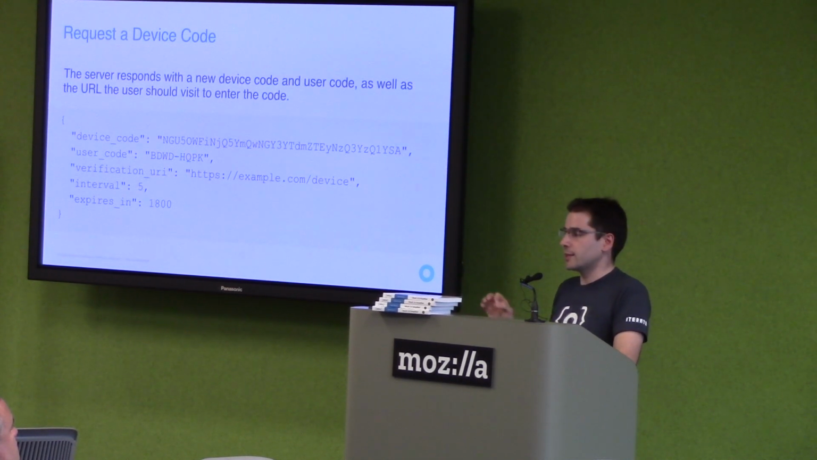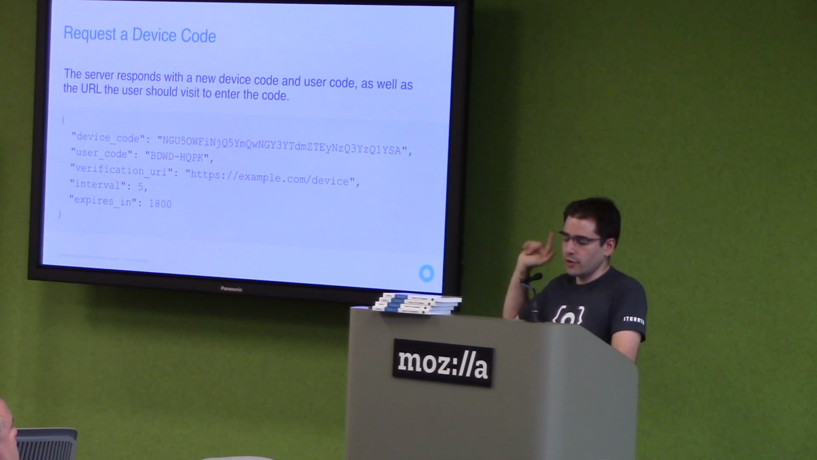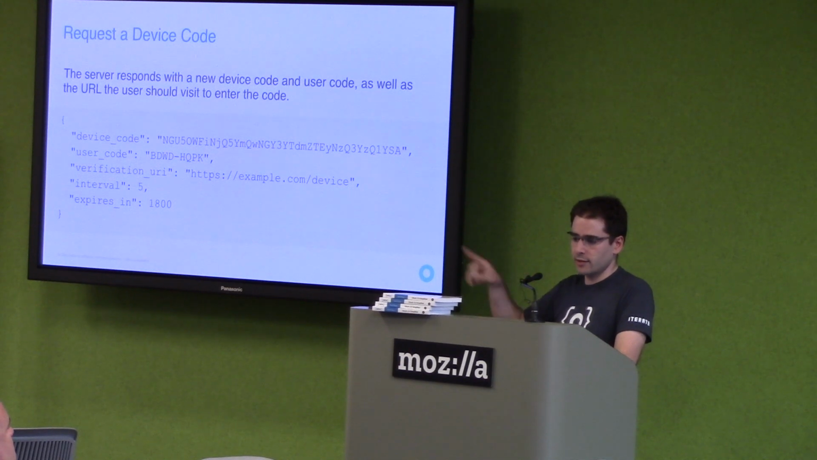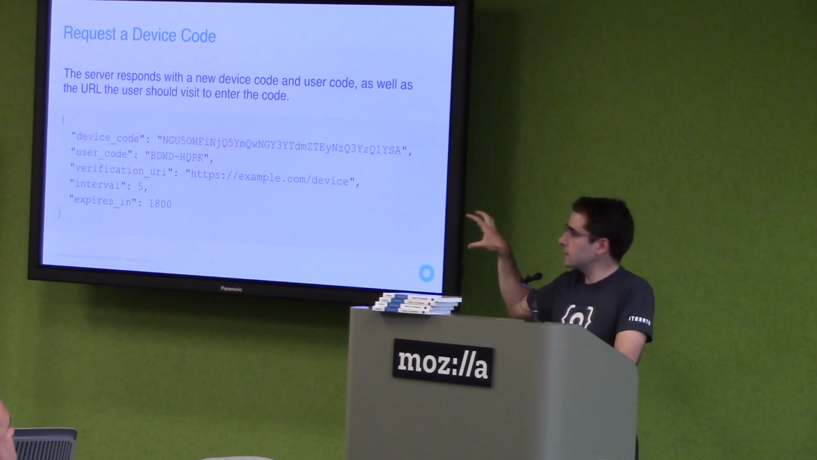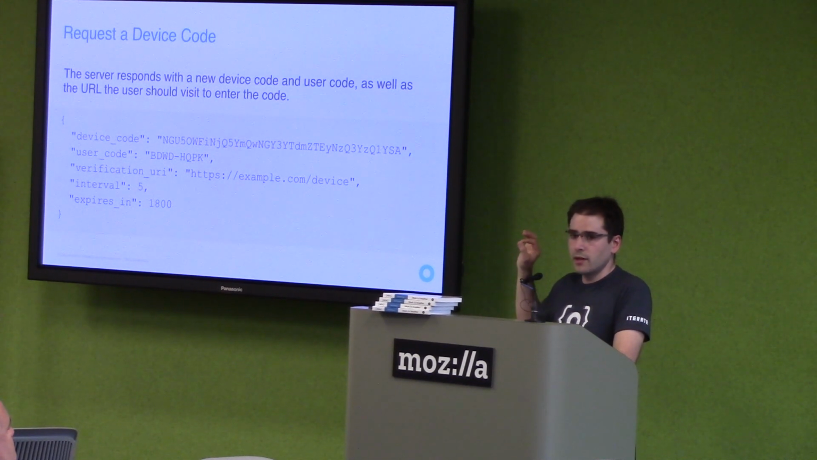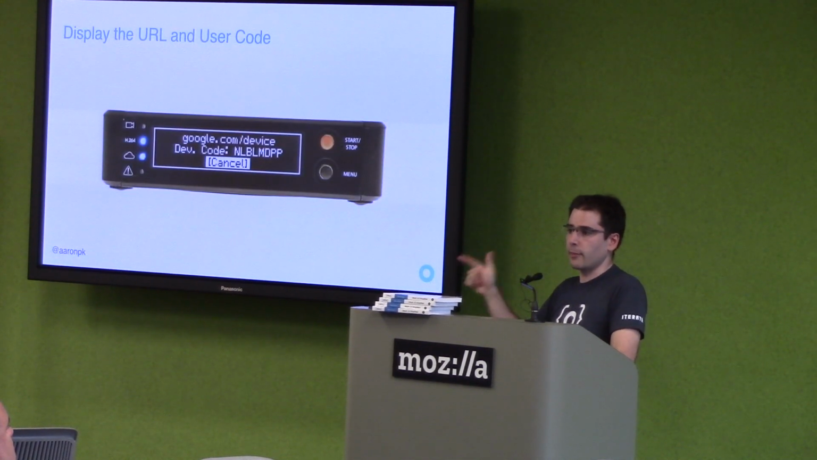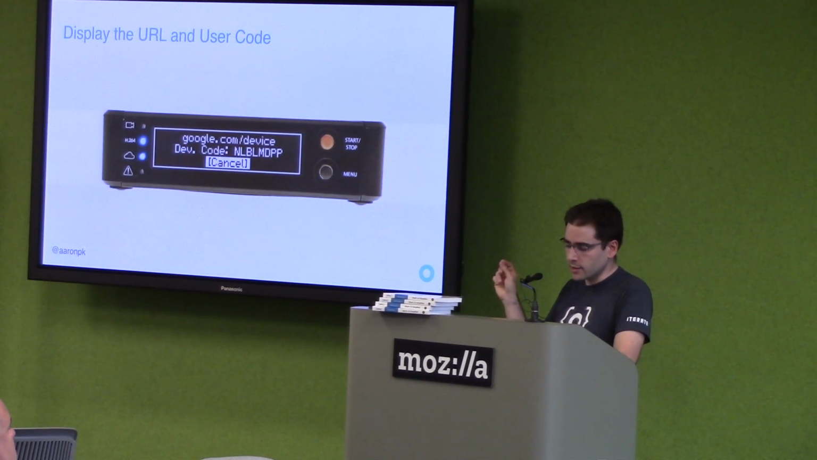The response to that post request is a very long string, the device code, a short string called the user code, a URL that the user is going to open up on some other device, like their phone or their laptop, as well as this interval, which is how often the device should check to see if the user has authorized the app yet, and how long this is valid before it'll have to start over. So the device starts out by showing the URL and the user code to the user somehow. That's up to the device how to do that. In the case of this little device, it has a 3-line LCD screen, so it can print out the URL and the device code.